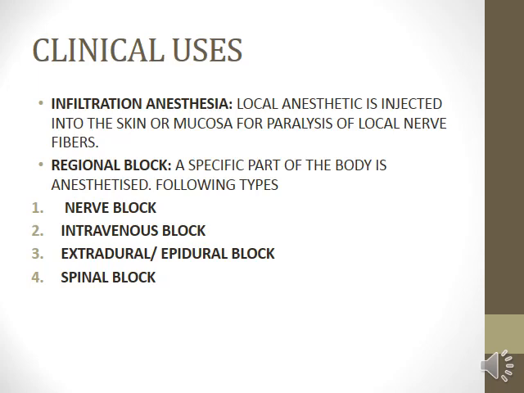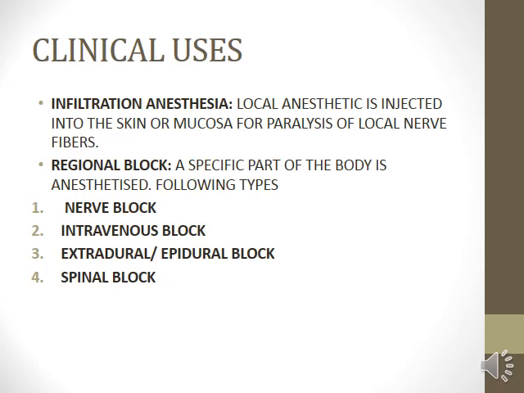The second use is called the regional block. In the regional block, a specific part of the body is anesthetized, and the regional block can be of the following four types. Number one is nerve block. Number two is intravenous block. Number three is the extradural or epidural block, and number four is spinal block. Now we will discuss one by one the different types of regional block.